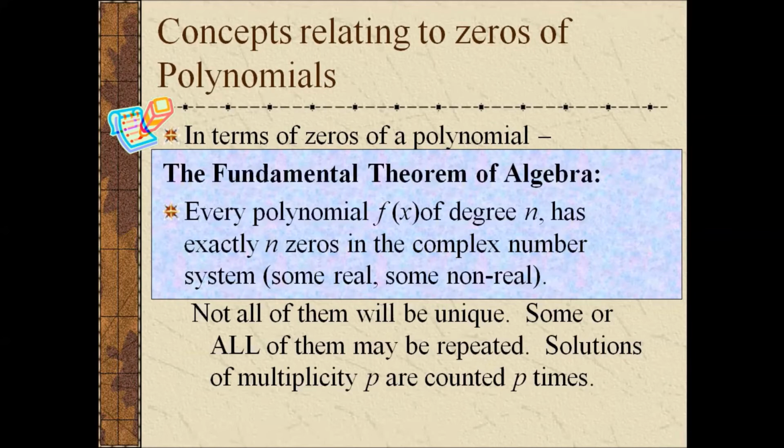Solutions that have multiplicity p are counted p times. So if a solution happens twice, that means it has multiplicity 2, and you get to count that solution twice. If a solution has multiplicity 4, then that solution happens 4 times. You get to count it 4 times as you're counting up the number of zeros in the polynomial. But the fundamental theorem of algebra really is key, because we don't want to stop looking for zeros before we've found them all.